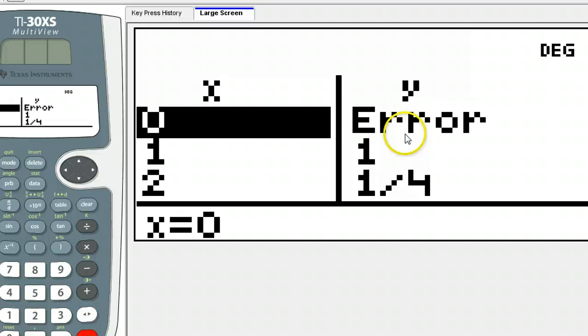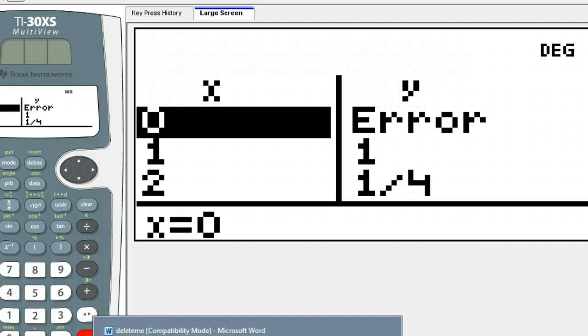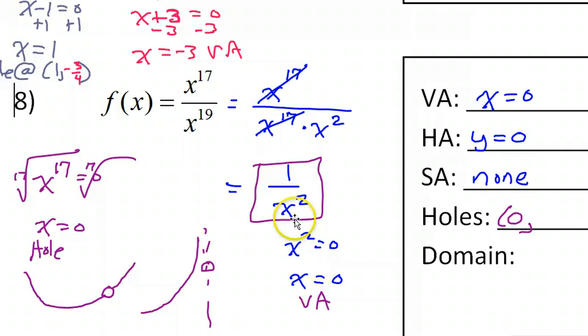Error. Of course there's going to be an error. So I still can't find out the y value. That's because it's still undefined. Okay, we still can't have 0 here. That would still be a 0 denominator.